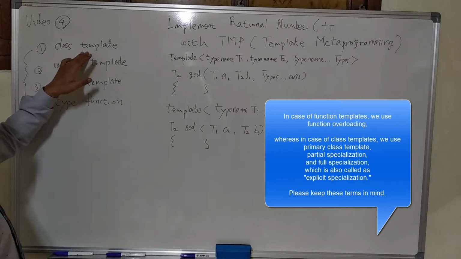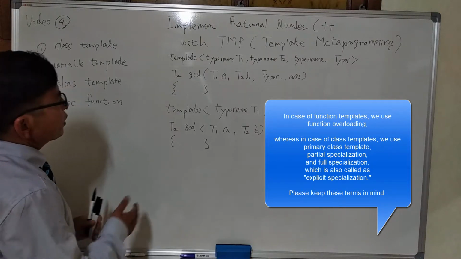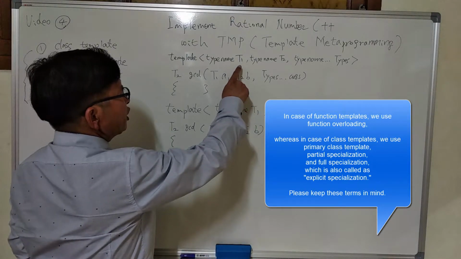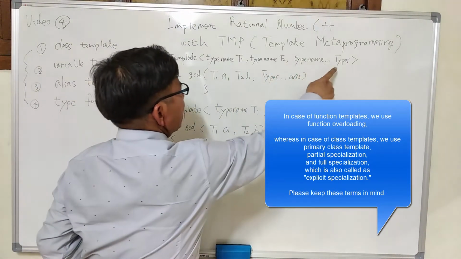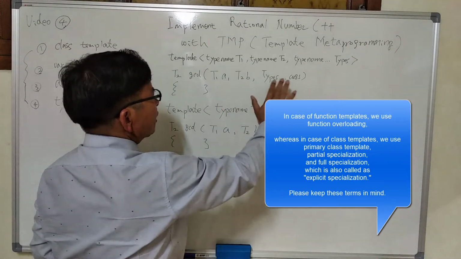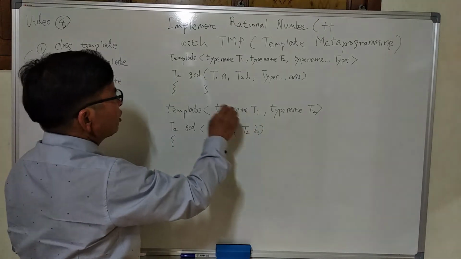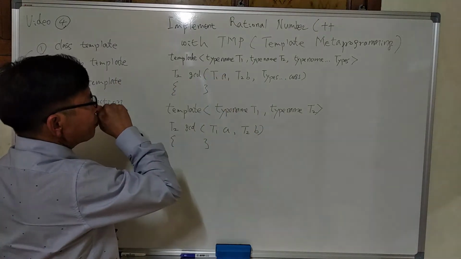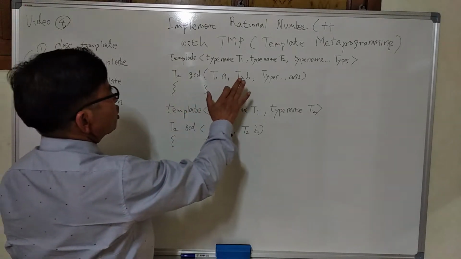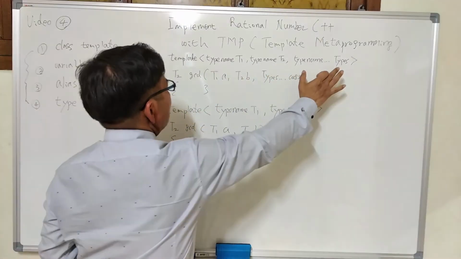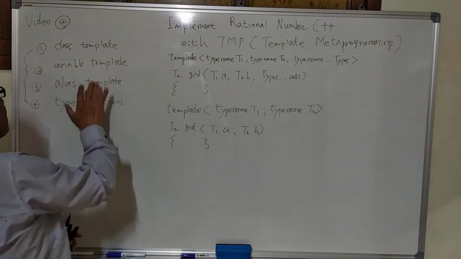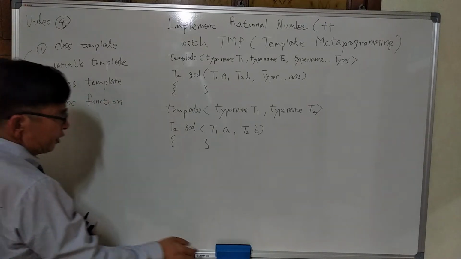Instead, we use specialization. So, in this session of video, we will ensure that T1, T2, and all types are of the same type. T1, T2, and all other argument types should be the same to evaluate GCD. So in this session of video, I will implement how to make sure T1, T2, and types are of same type using class template, variable template, and alias template, and type functions.